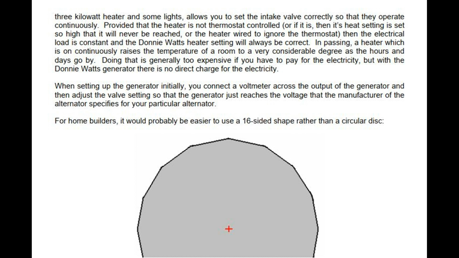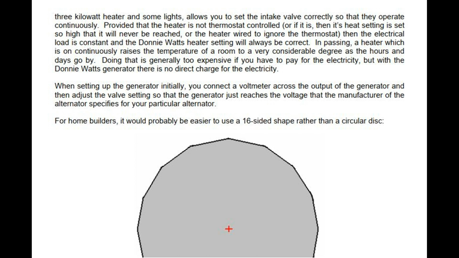For example, if it is cold outside and you need to heat your living space, then switching on a 2 kW or 3 kW heater and some lights allows you to set the intake valve correctly so that they operate continuously. Provided that the heater is not thermostat controlled, or if it is, then its heat setting is set so high that it will never be reached, or the heater wired to ignore the thermostat, then the electrical load is constant and the Donnie Watts heater setting will always be correct.